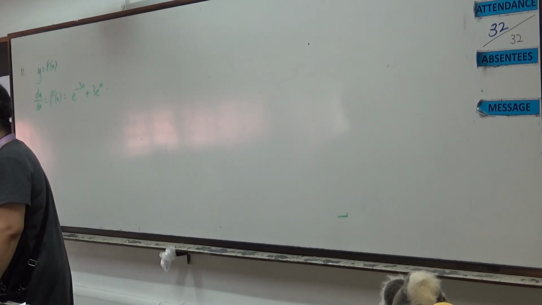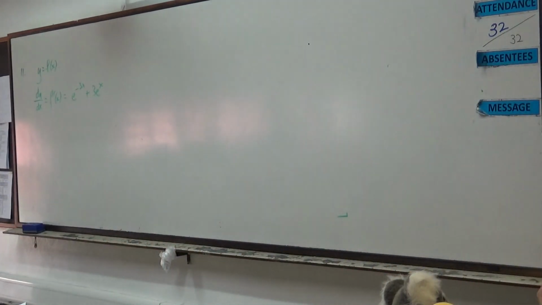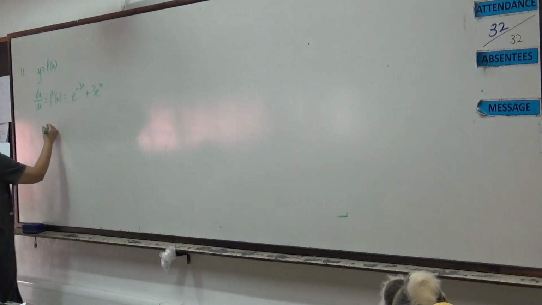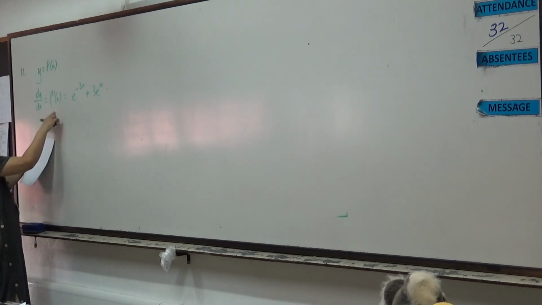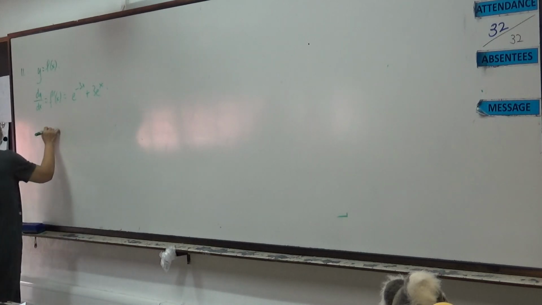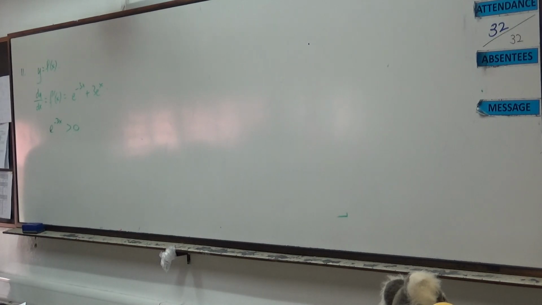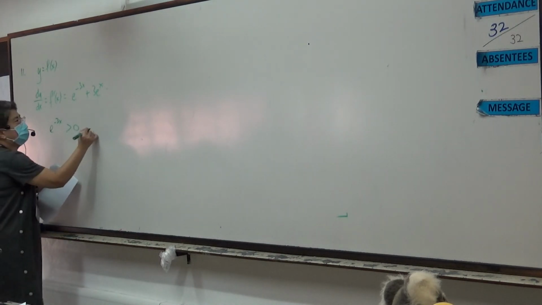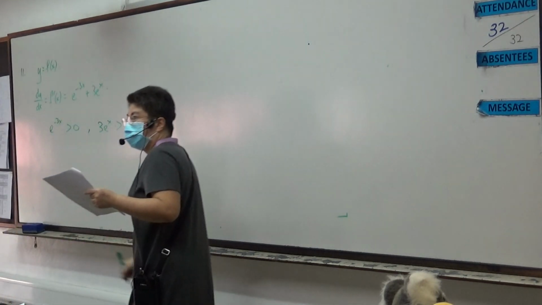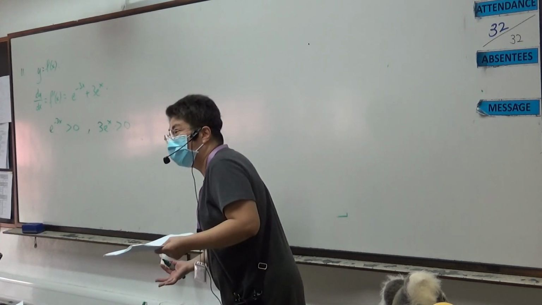Do you all agree with me? Because if dy/dx is 0, then there will be a solution, and then there will be a stationary point. So let's take a look here first. Now, this is dy/dx. Do you agree that e to the power of negative 3x is always bigger than 0? And also, 3e to the power of x is also always bigger than 0. It cannot be 0.